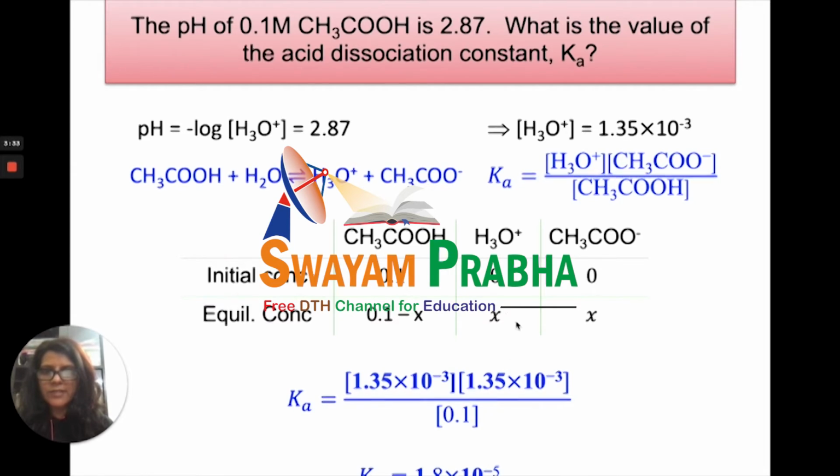Now what is the value of X? We have already seen that H plus has been calculated as 1.35 into 10 to the power minus 3. Whatever is the value of H plus is also the value of the acetate ion. So we just substitute 1.35 into 10 to the power minus 3 for both. Now 1.35 into 10 to the power minus 3 is a very small value as compared to 0.1, so we can neglect X and you are left with 0.1. So you can get the value of Ka. Very simple numericals. You just have to look at them, understand them a little, and just apply whatever you already know.